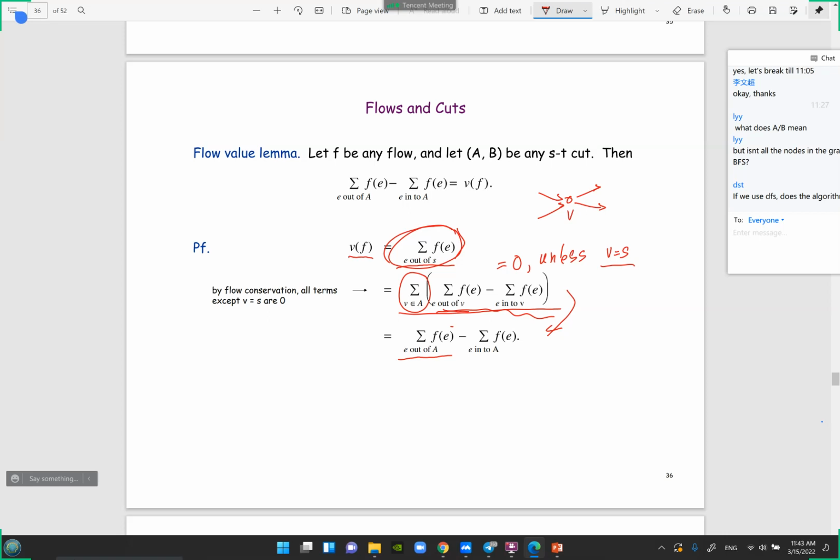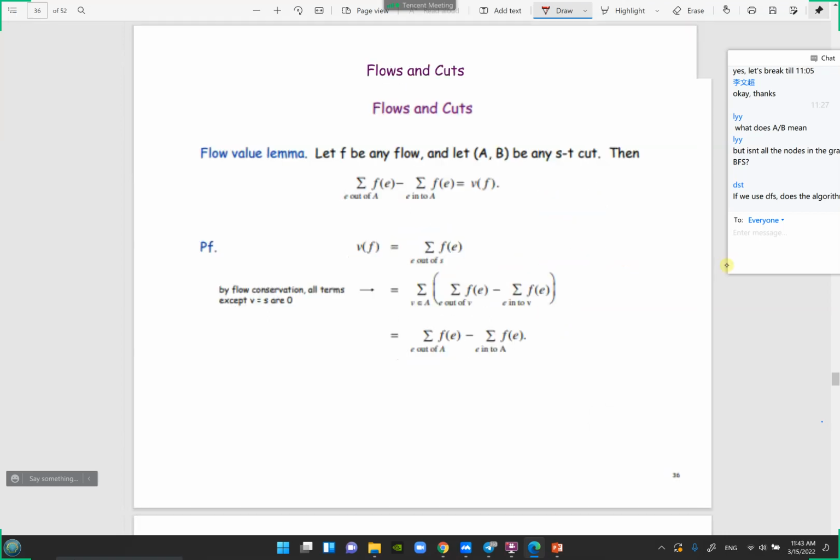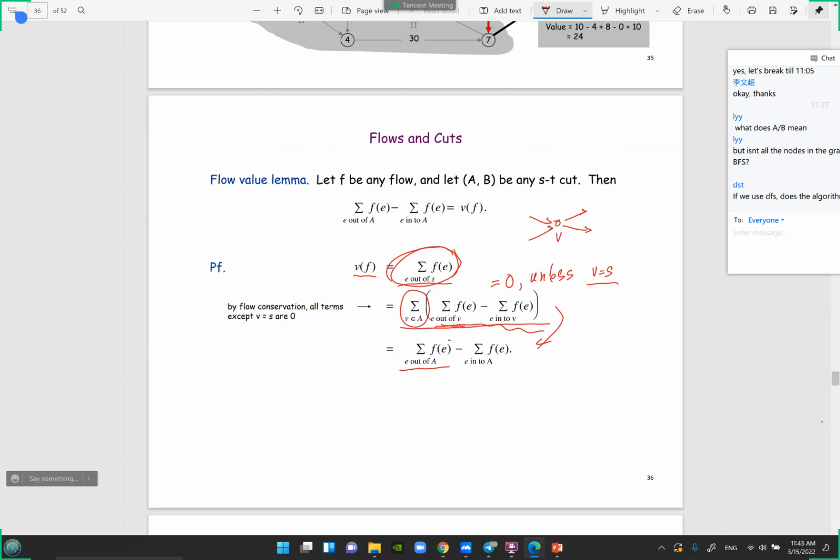And this thing over here is equal to the size of the flow out of the cut.